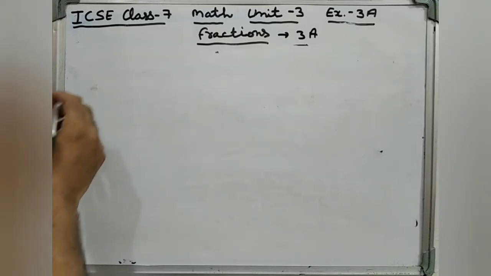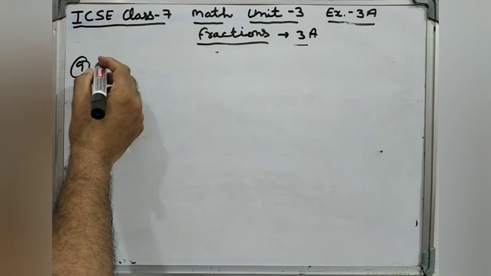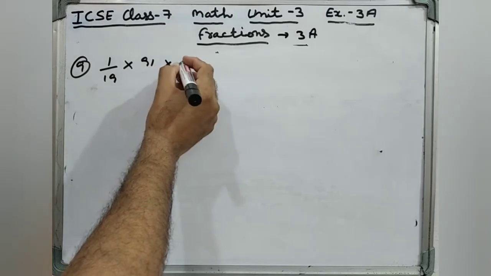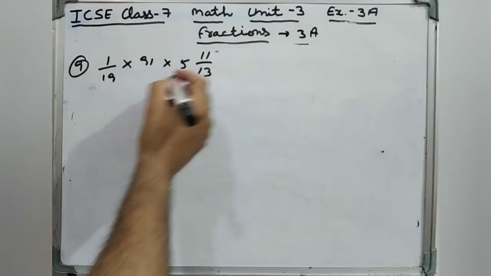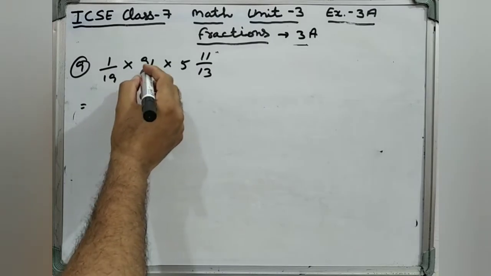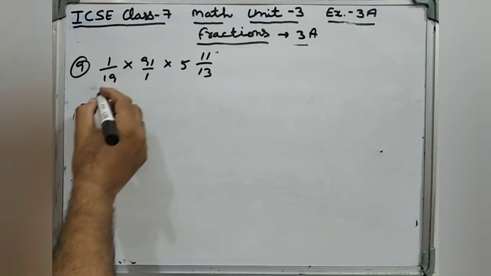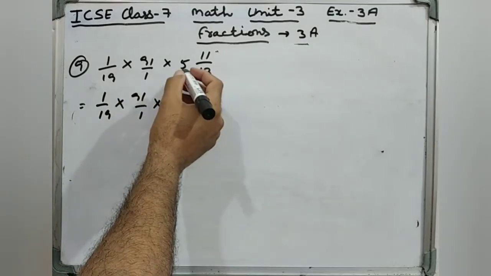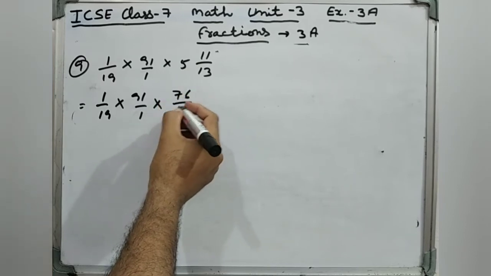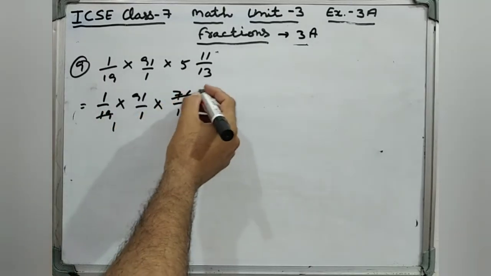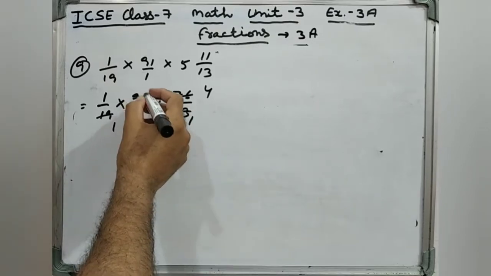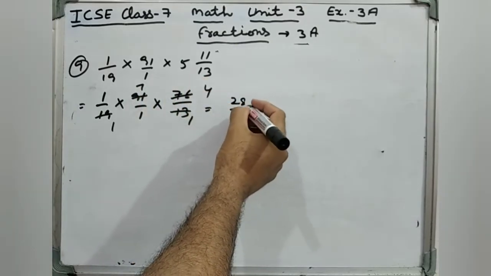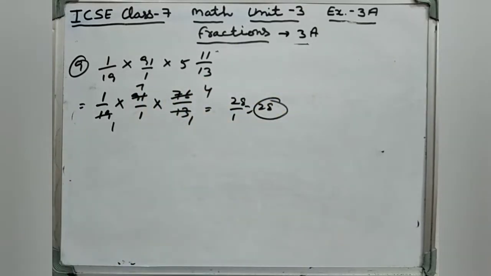Now we will move on to question 9, that is 1 upon 19 multiplied by 91 multiplied by 5 11 upon 13, right? Put 1 for your convenience here. 1 upon 19 multiplied by 19 upon 1 multiplied by 13, 5 is 65 plus 11, 76 upon 13. 19 1 is 19, 19 4 is 76, 13 1 is 13, 7 13 7 is 91, 7 4 is 28 upon 1, equal to 28 is your answer.